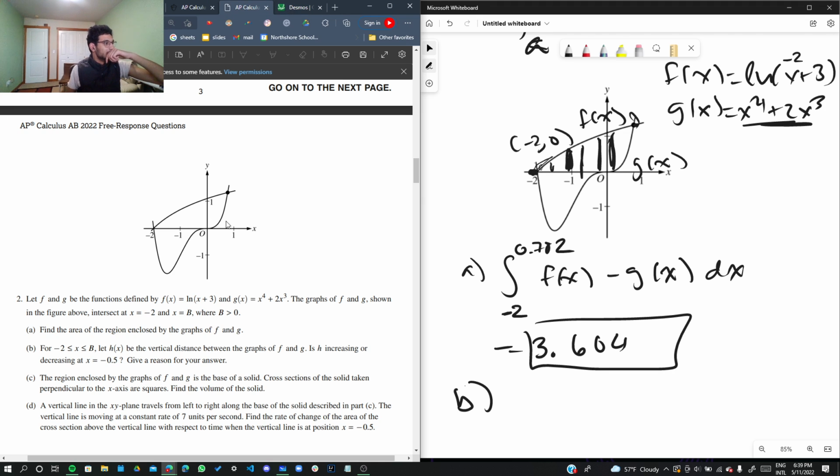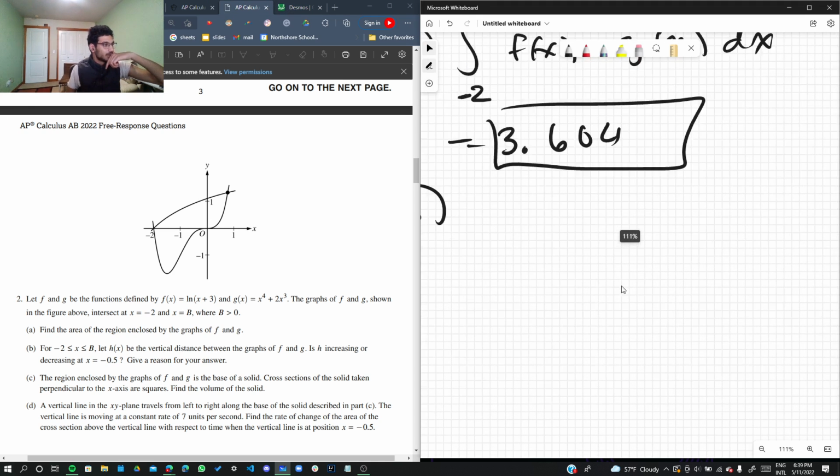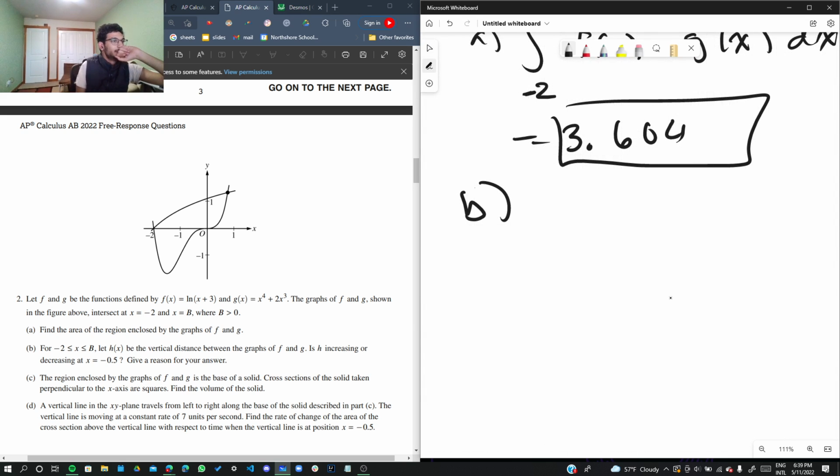Let's go to 2B. For 0 is less than x, which is less than b, let h be the vertical distance between f and g. Is h increasing or decreasing at x equals 0? This is a very interesting b. What? B is just greater than 0.